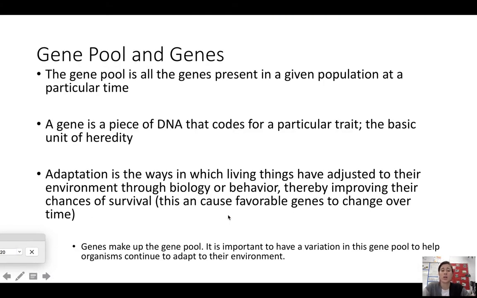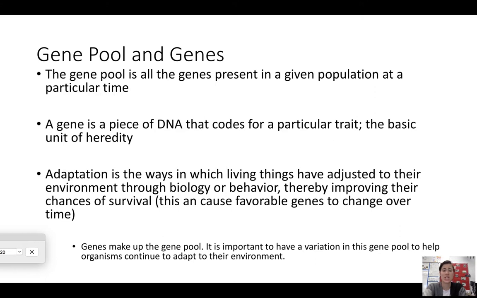So let's first talk about gene pools and genes. Hopefully you learned a little bit about this in middle school or even if you have taken biology. The gene pool is all the genes that are present in a given population at a particular time. So if we're talking about a human population, that could be blue eyes, brown hair, freckles, attached earlobes, rolling the tongue. These are things that are genes. These are produced by DNA in our genetics. But the gene pool is all of these genes that are added into our gene pool.